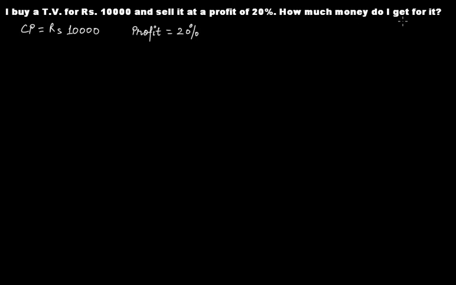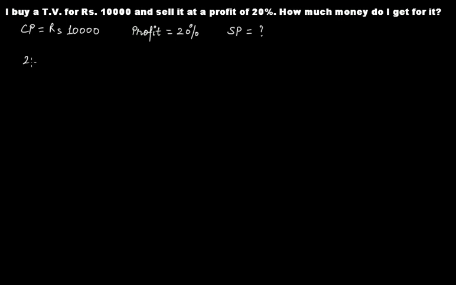How much money do I get for it? That is, I have to calculate the selling price. When I sell it at a profit of 20%, how much money do I get for it? This is unknown. Now, we know that the profit is always calculated on the cost price. In this case, the profit is 20% and cost price is 10,000. So what is the exact amount of profit made on this percentage?